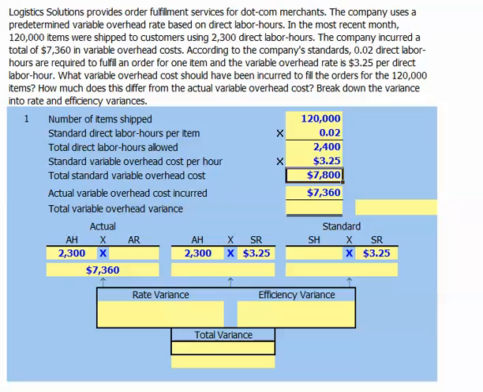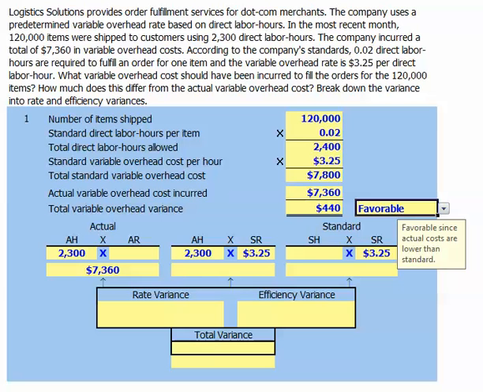Our actual variable overhead cost was only $7,360. This is a $440 difference. And since our actual overhead was less than our standard overhead allowed, we would say that this is a favorable variance. Let's go ahead now and break our $440 favorable variance into rate and efficiency components.